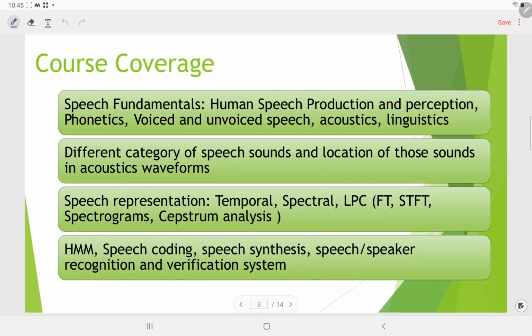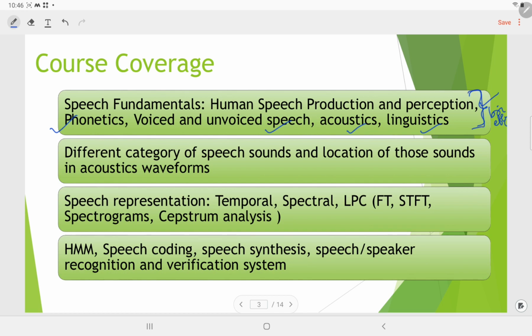So in this course, I will not cover any soft computing or any algorithm related to deep learning. Rather, I will mainly cover the scientific aspects of speech. That means how speech production and perception is done by human beings, phonetics, different types of speech, that is voiced or unvoiced, acoustics, linguistics. These things will be covered very briefly, because this is mainly the theoretical part.